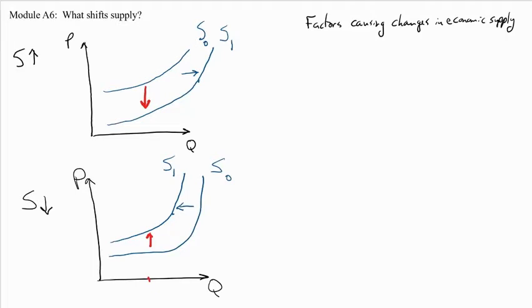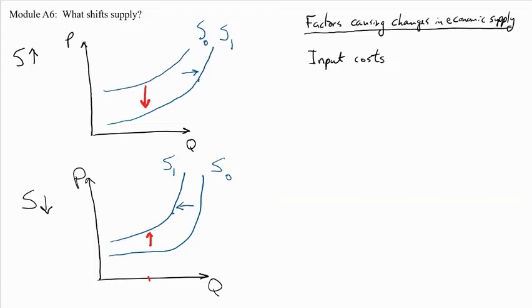A focus on the cost of production is a particularly useful way to think about the factors that cause changes in economic supply. The first factor we'll look at is input costs. The supply of wine, for example, is influenced directly by the price of the grapes that go into the wine. If the price of grapes increases, then that will decrease the supply of wine. If the price of grapes decreases, this increases the supply of wine.